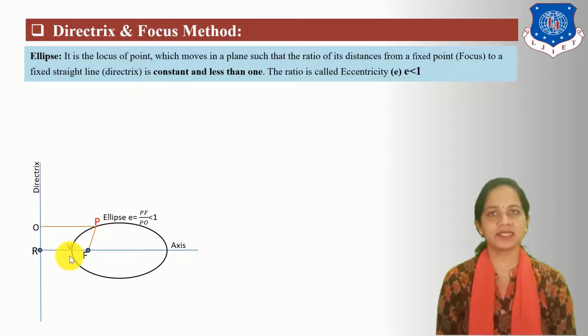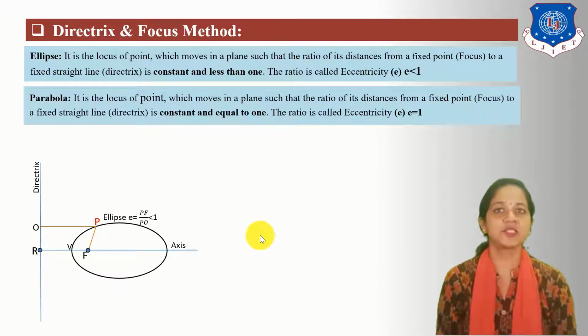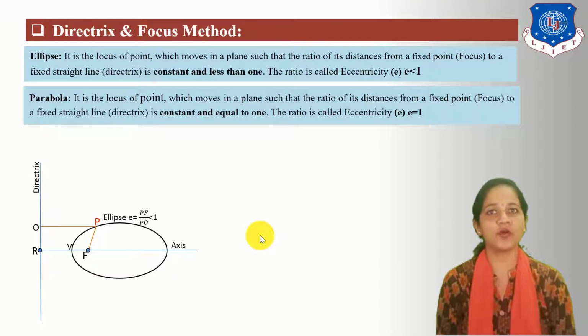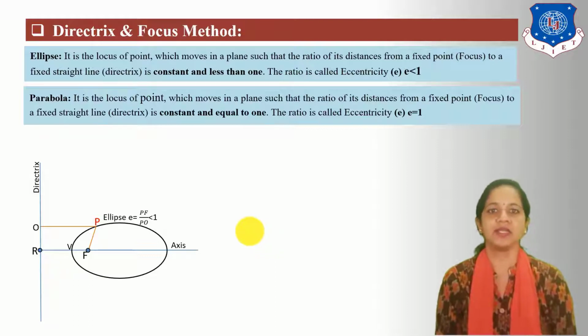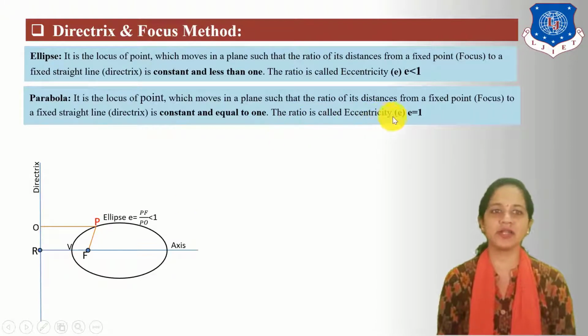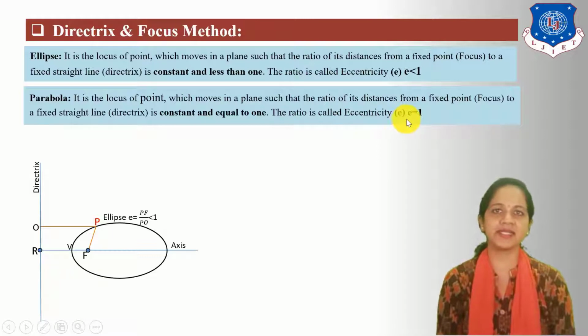Next, let us understand the parabola. A parabola is a locus of a point which moves in a plane so that the ratio of its distance from a fixed point to a fixed straight line is constant and equal to 1. So here the ratio is called eccentricity, and in the case of a parabola, eccentricity E is equal to 1. Let us understand this definition in the figure.